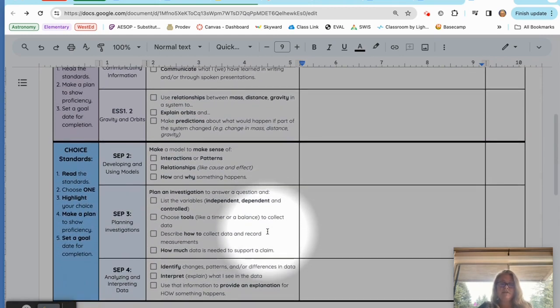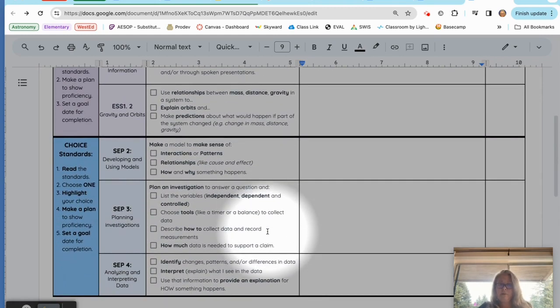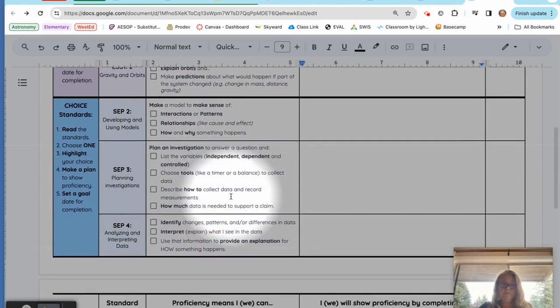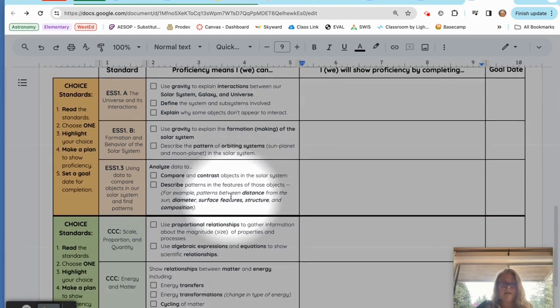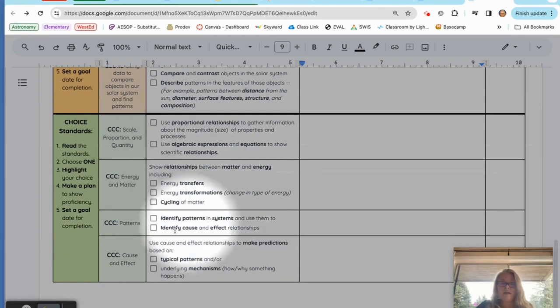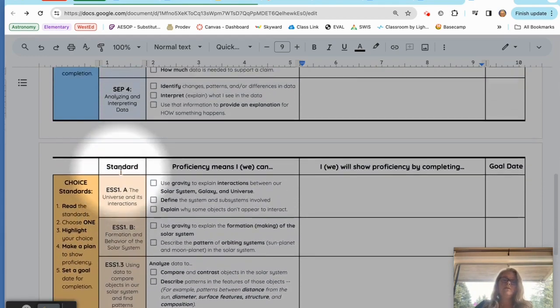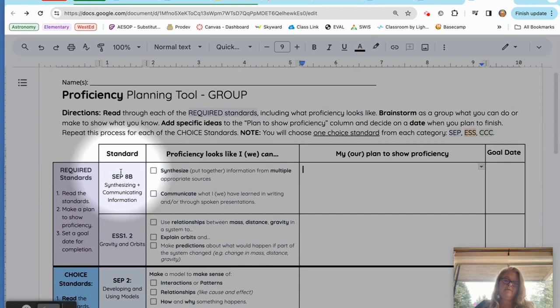So there's a blue section related to science and engineering practices. There are three to choose from. You'll need to choose one. And then there are the engineer or the earth and space science standards. And again, you'll need to choose one out of three. And then with our cross-cutting concepts, the green, you'll need to choose one out of four so that you'll have a total of 5 standards that you are completing with your group.